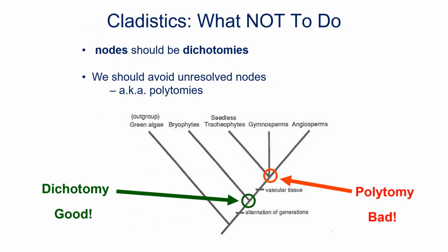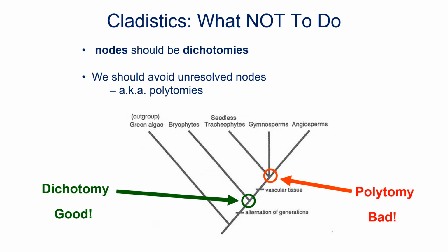Another thing we'd like to avoid, if we can, is something called a polytomy. We know that we like dichotomies. That's where we have one node that splits into two branches. A polytomy is where we have one node that splits into three or more branches.